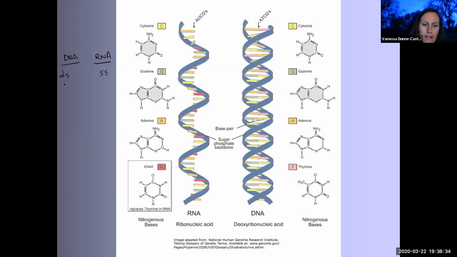DNA, let's just write the sugar just so you have that down. This is the deoxyribose, versus a ribose sugar. And again, it's based on that 2' OH group here. And then for our nitrogenous bases, DNA, of course, has A's, C's, G's, and T's, thymine, versus RNAs can have adenines, cytosines, guanines, and instead of thymines, they replace this with uracil, right? So these are the key differences between a DNA molecule and an RNA molecule.